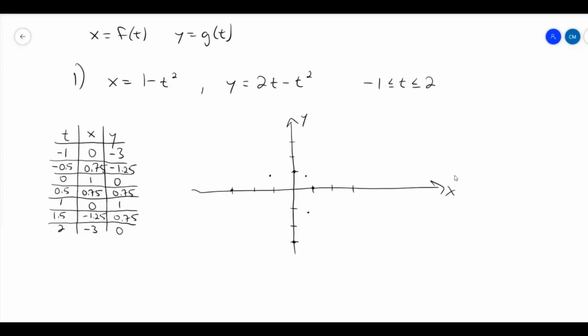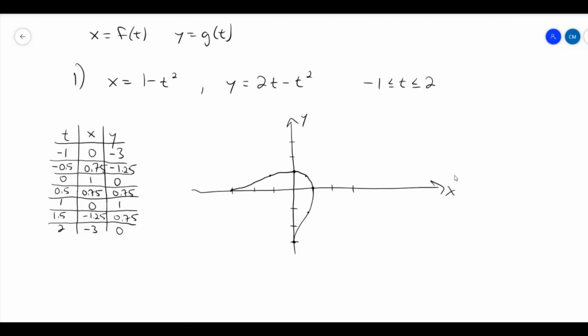So you can see that they seem to be following some path. So we can connect them. Everybody see what's going on there? And then, so that would be the graph of this parametric function on this interval. Okay?